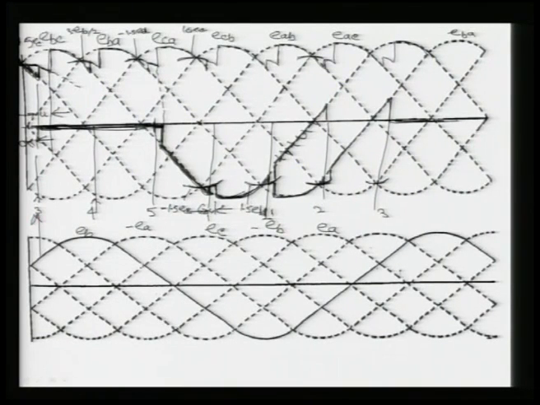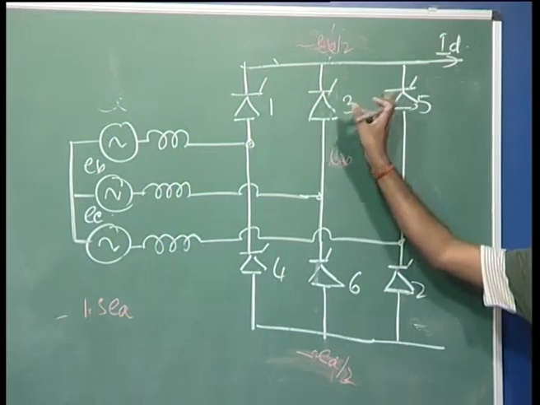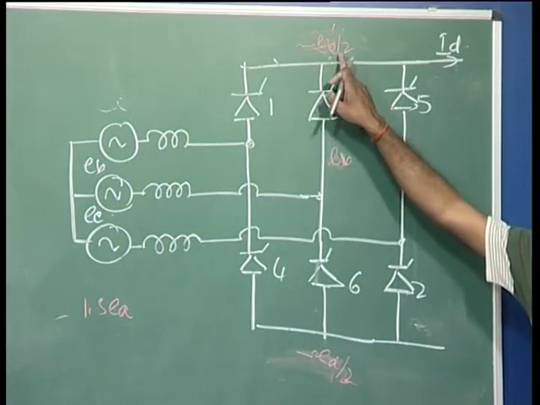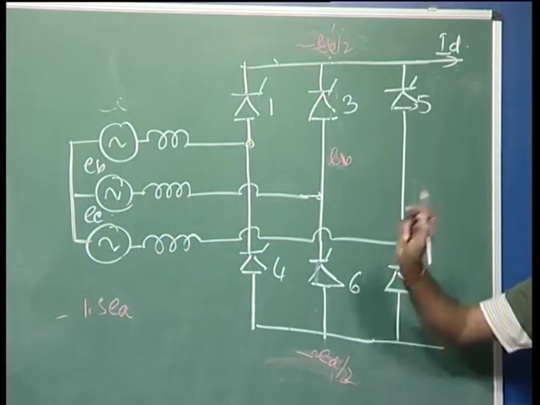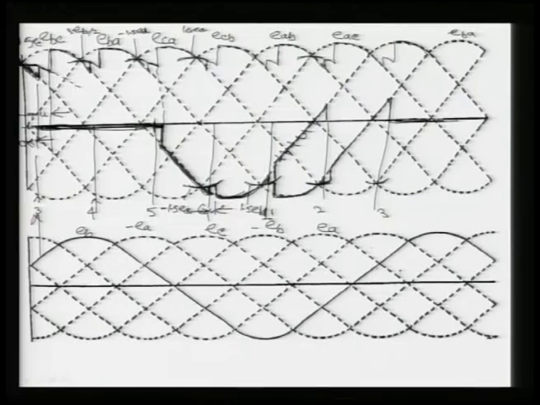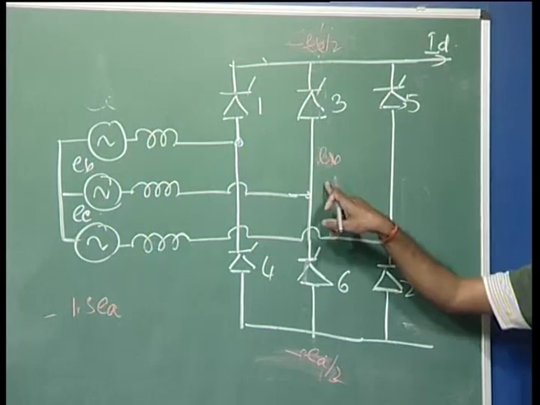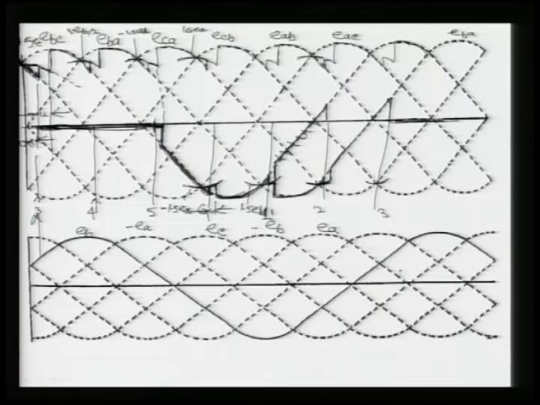Again, once we give the pulse to 1, the commutation between 1 and 5 takes place. Because of 1 and 5 here, the voltage is minus EB by 2, and this is EB, so 1.5 EB, and we get this up to here. Then the commutation is over. The voltage across this again follows, 1 is conducting here, and this is B, so EBA, it will follow again here.